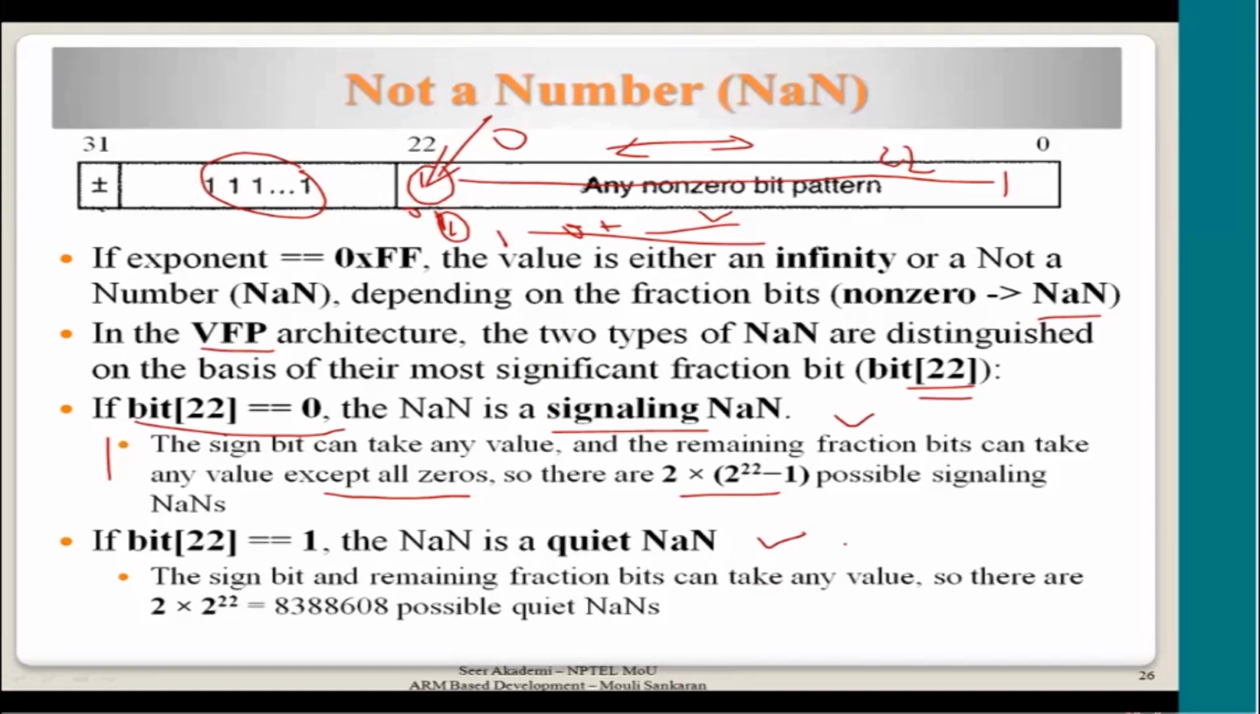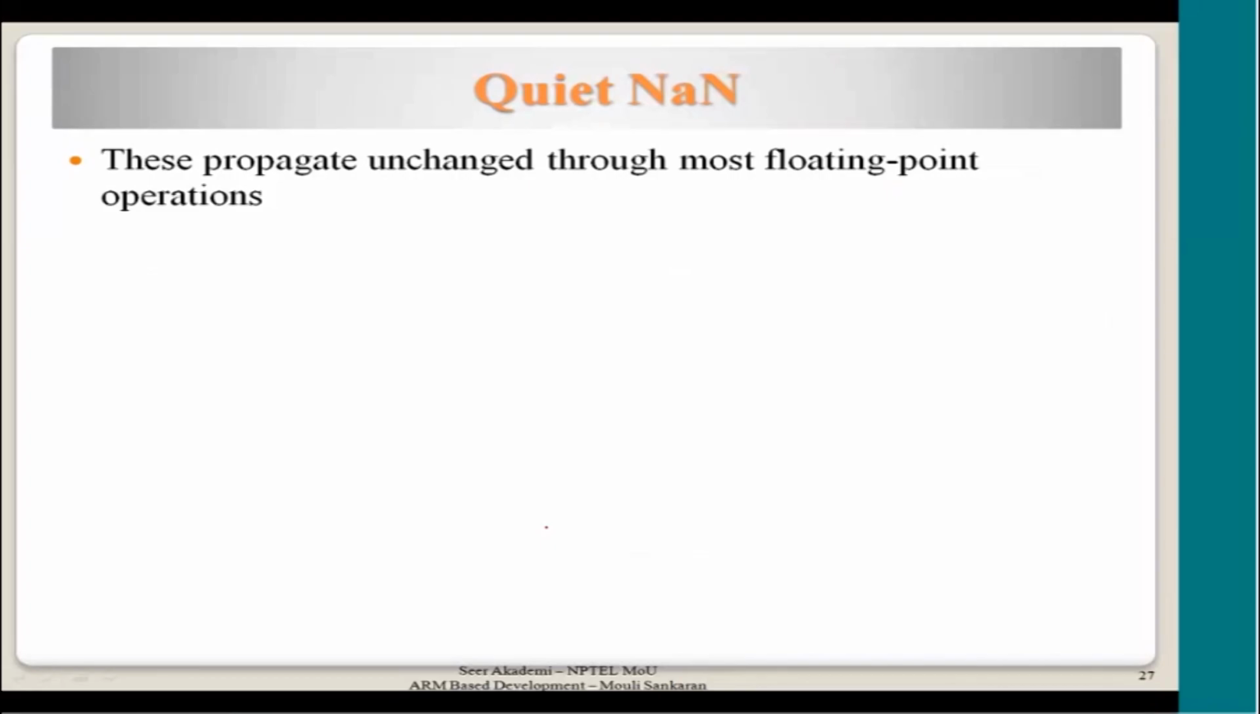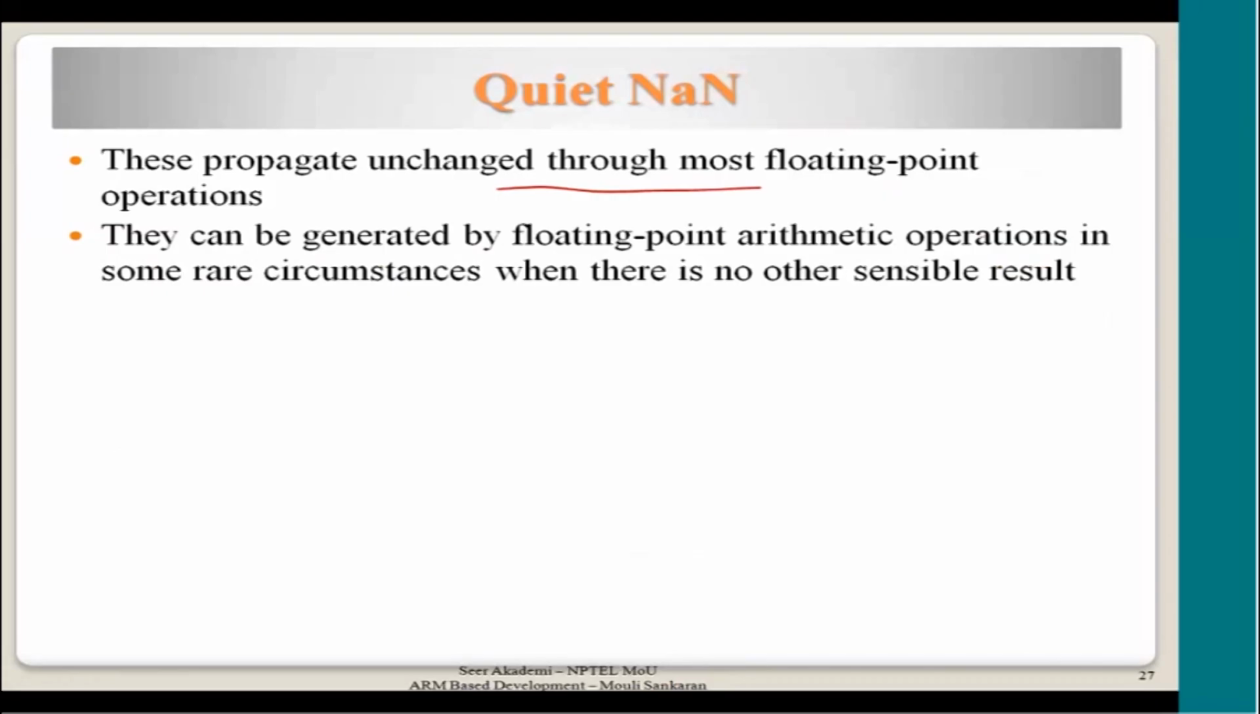Now, what are the reasons for these two? I will just give you in the next slide. A quiet NaN propagates unchanged through most floating point operations. Suppose when you are performing some floating point operation, an error has happened or you are not able to represent the number, then you can put a quiet NaN, that is bit 22 is 1 followed by 0 to all ones. That is a quiet NaN. If it happens to be a 0 and then any non-zero pattern, it is called a signaling NaN.